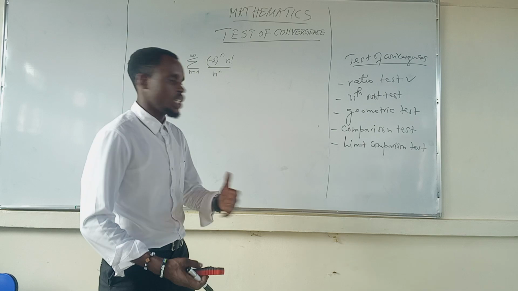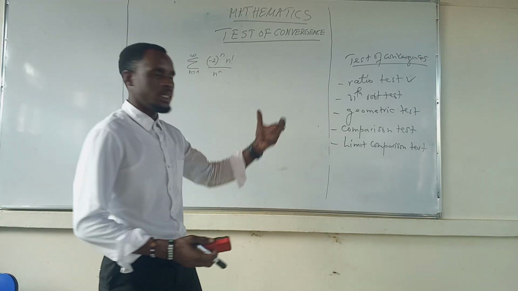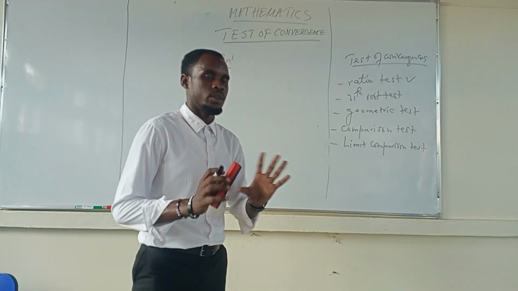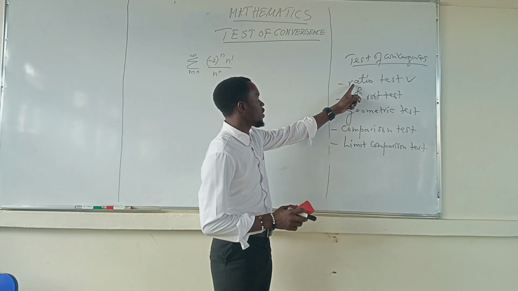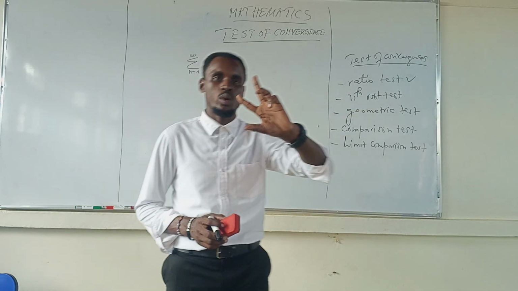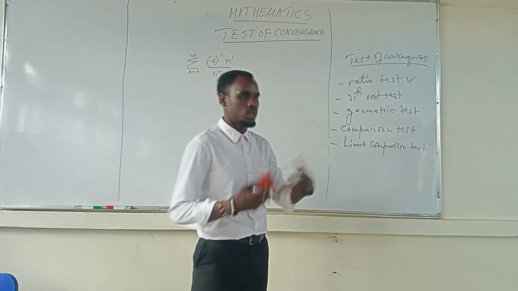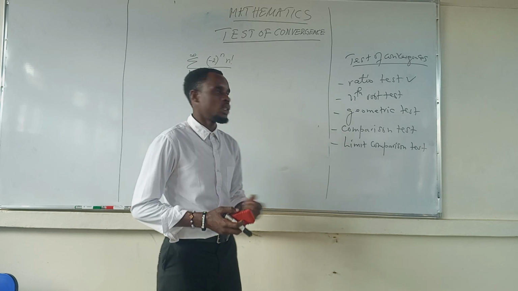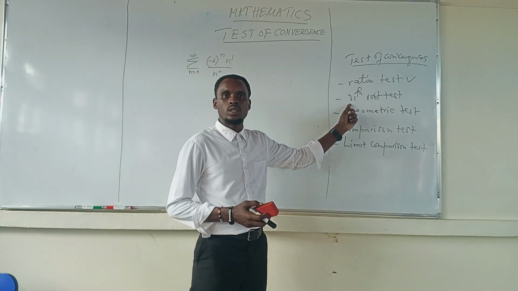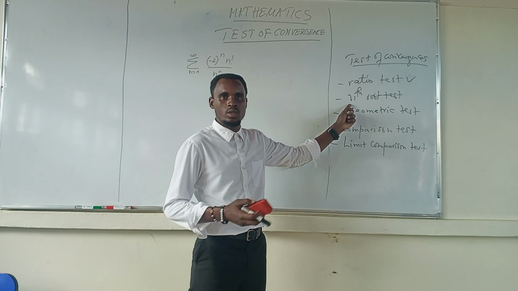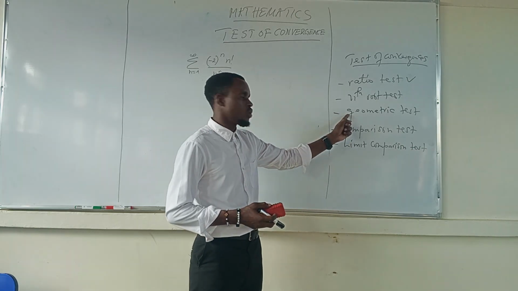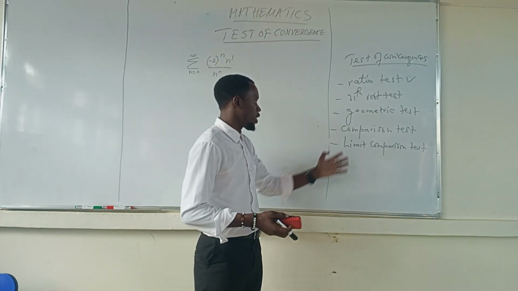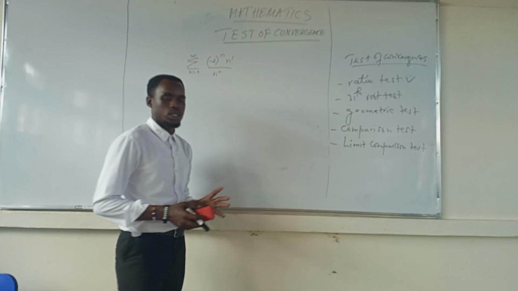Today I'm going to share with you the way we test convergence of series. We have different tests of convergence. The first one we have is the ratio test. This is one way you can use to test whether a series is convergent. And the nth root test is also another technique or test that you can use. You can use the geometric test, you can use comparison tests, or you can use limit comparison tests.